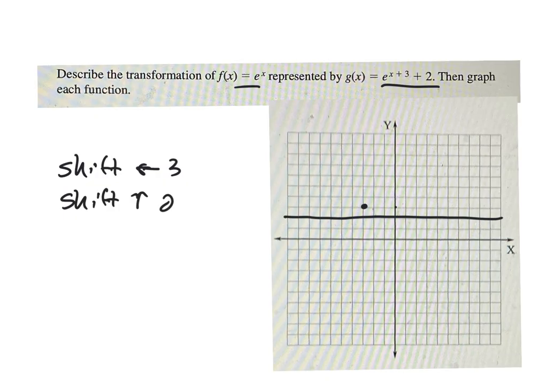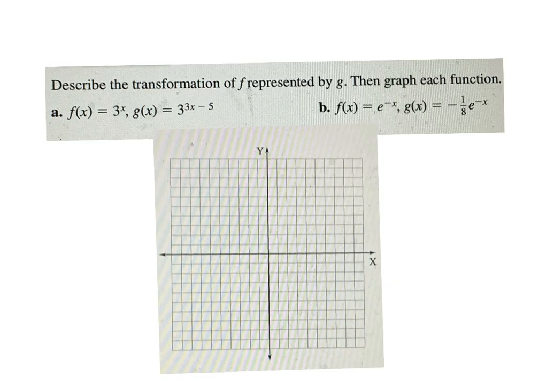And then because the base is e, I'm going to go up e from the asymptote, 1 to the right, and go up e. Remember, e is 2.718, so I'm going to go up about 2.7 from the asymptote. Connect those dots, and there's your graph. All right, more of the same. Describe the transformations and graph each function.